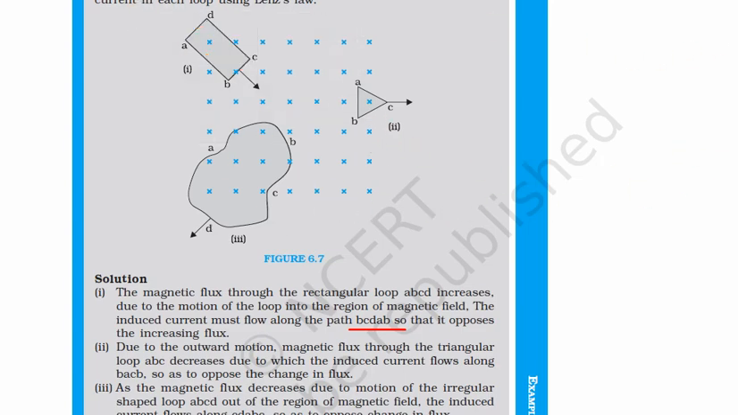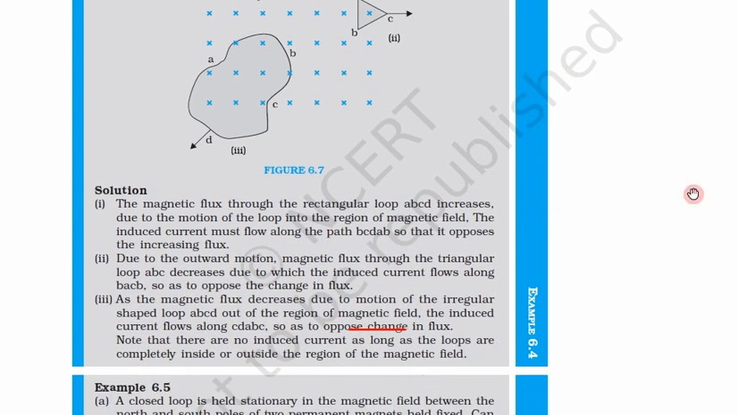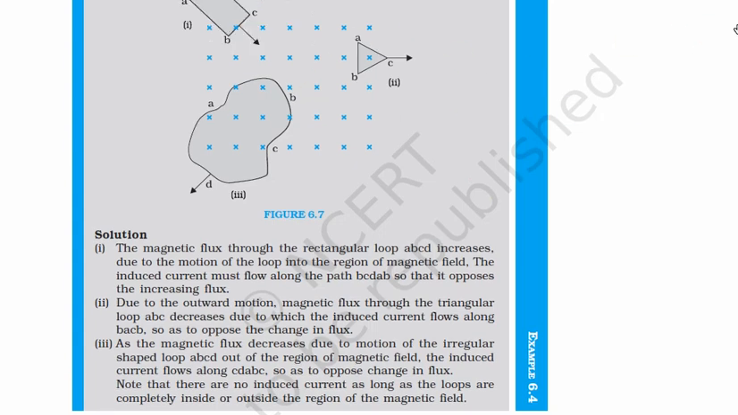Now let us see the triangular loop. The triangular loop is getting out of the magnetic field. Due to the outward motion, the magnetic flux through the triangular loop ABC is decreasing. Since it is going out, the flux is decreasing, so it will try to increase the flux. The induced current therefore flows along BACB, which is clockwise.